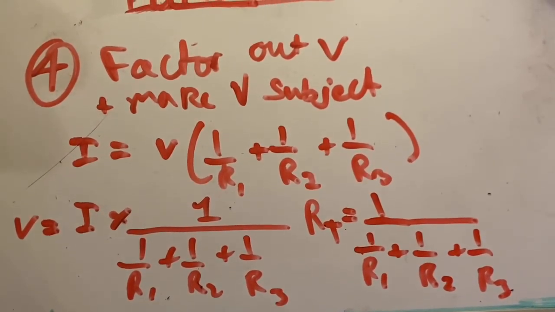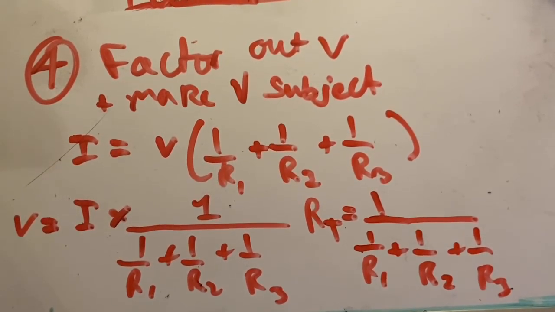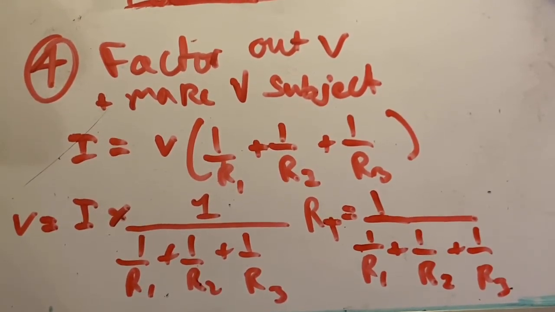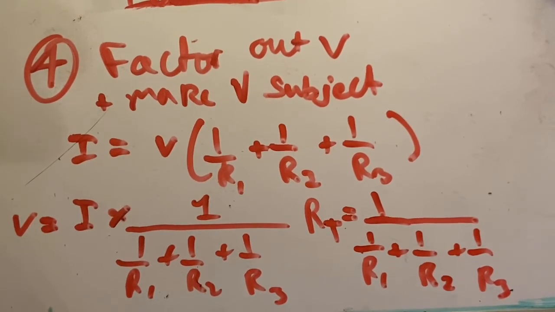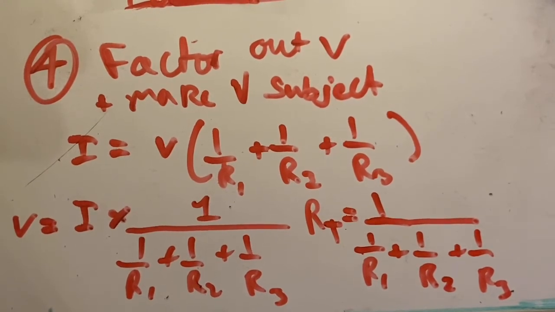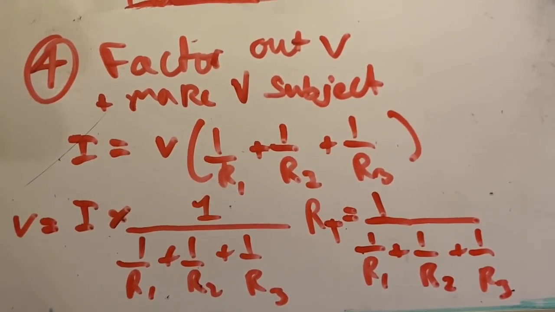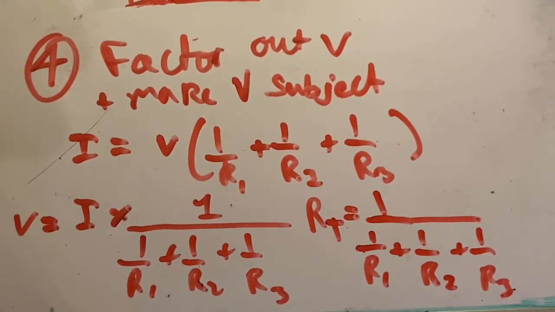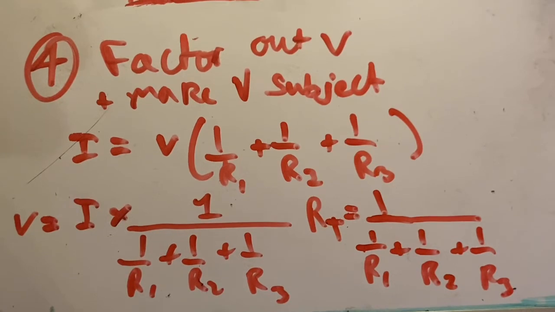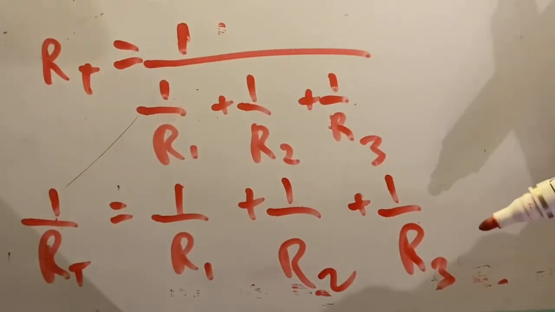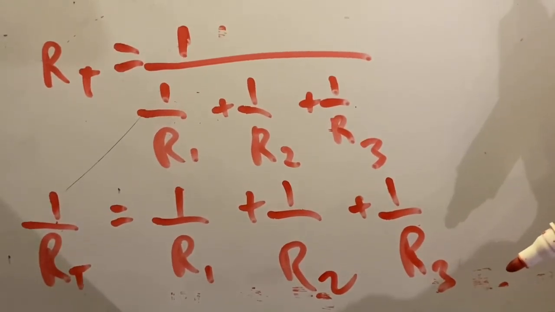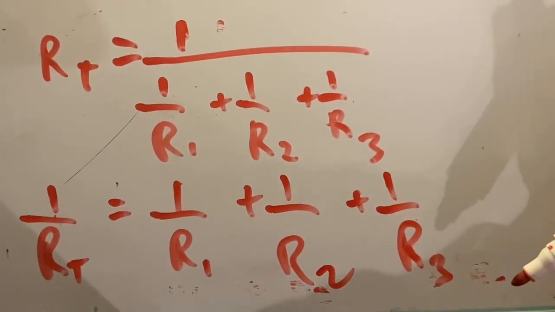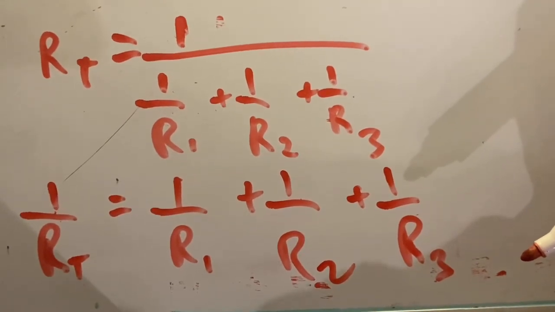So you factor out V and then you make V the subject, and you have to remember in the second step it's I times 1 over R1 plus 1 over R2 plus 1 over R3. That's a difficult bit, and then you rearrange to get V over I, which is basically R, and then this is the same as the equation you're familiar with, 1 over R total equals 1 over R1 plus 1 over R2 plus 1 over R3.